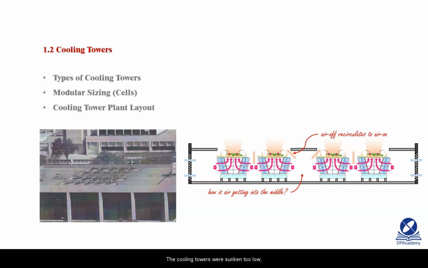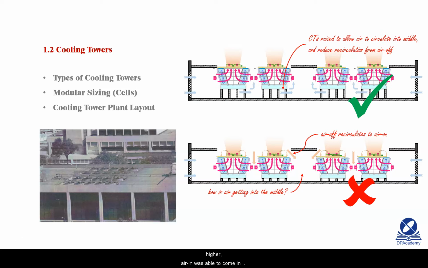This is another example in Singapore, and I'll explain how this was modified to fix the issues. The cooling towers were sunken too low, and also multiple rows, meaning air in was coming past the discharge and air was being short-cycled. To fix the issue, the cooling towers were lifted higher. By lifting the cooling towers higher, air in was able to come in through the side louvers and was no longer coming in through the top. Also, the discharge was able to blow free and out of the building.